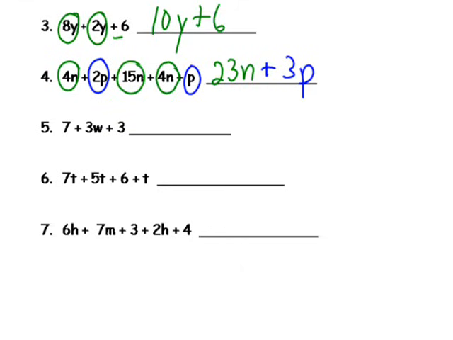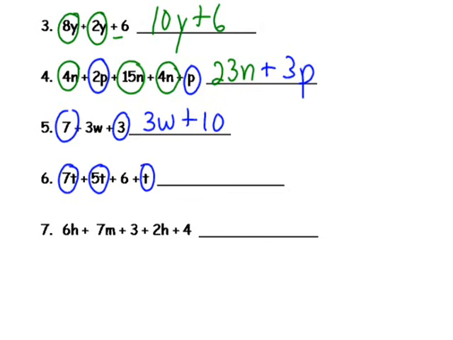In our next example, we have a number. We have 3w plus 3. Well, 3w, we can't really combine that with anything else, but we could combine the numbers, plus 10. In the next example, we have 4 terms, and we have 7t, 5t, and 1t. We could combine all that together. We'd have 13t plus the number 6.